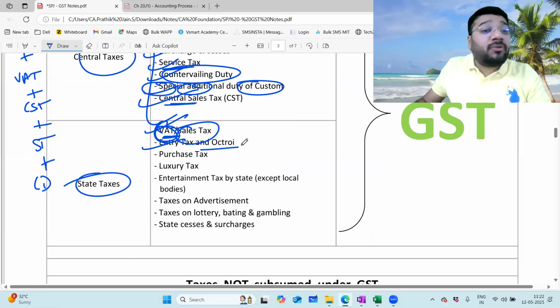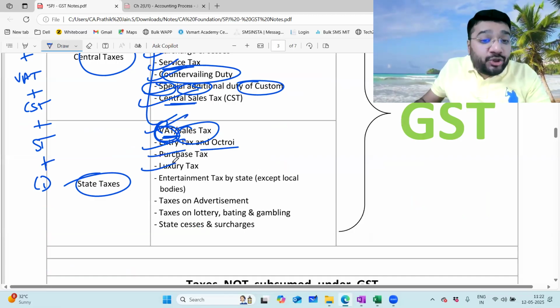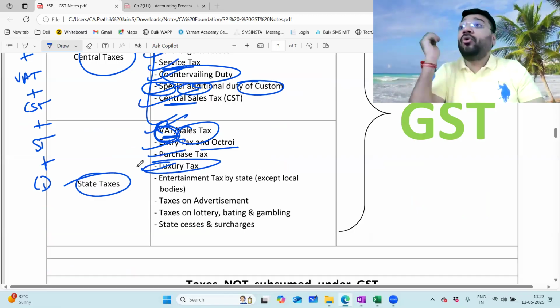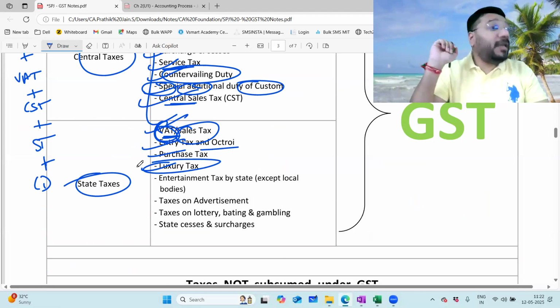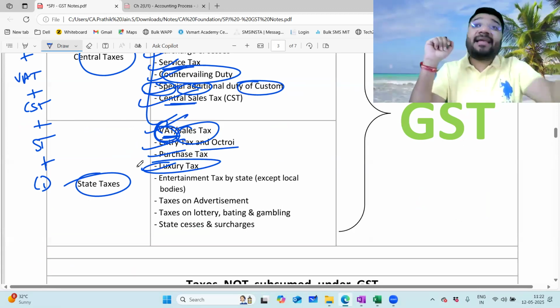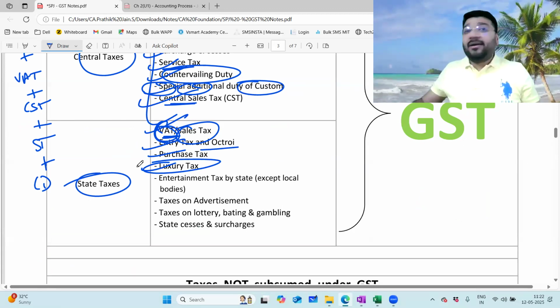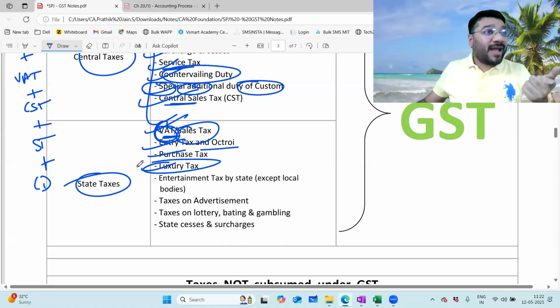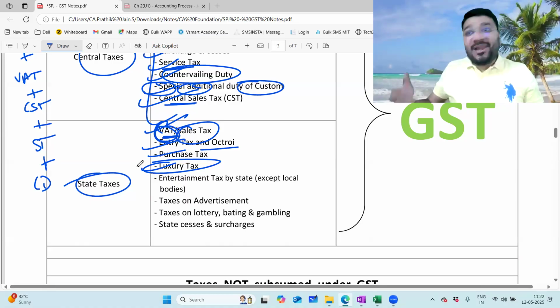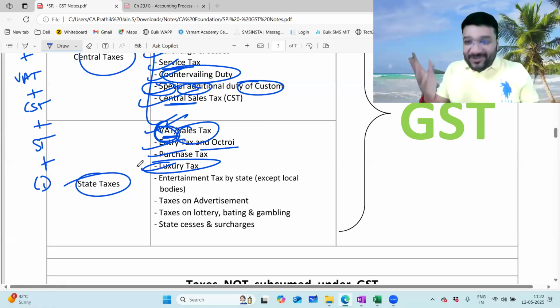And look at the taxes that state government charged. VAT, entry tax, octroi duty, purchase tax, luxury tax on your hotel. If you're going and staying in any hotel and resort, now it is GST. Back then it was luxury tax. You come into a resort, no? Oh, luxury life you're living. You give luxury tax.